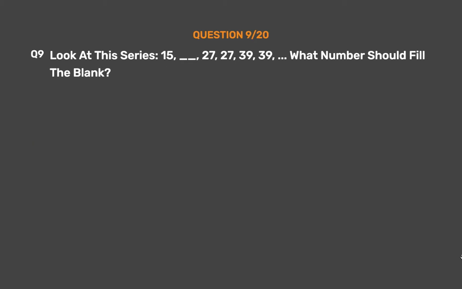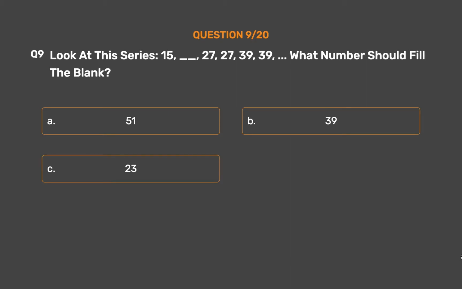Question number 9. Look at this series, 15, underscore, 27, 27, 39, 39. What number should fill the blank? Option A, 51. Option B, 39. Option C, 23. Option D, 15.